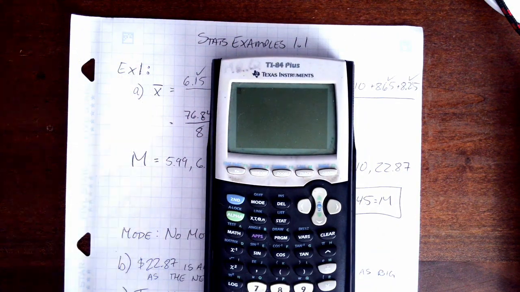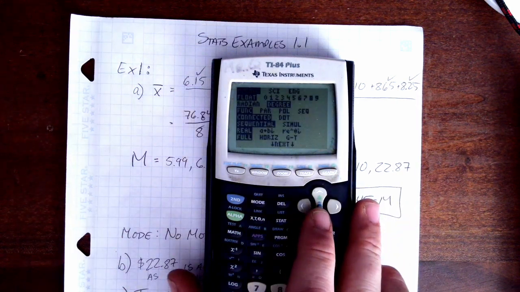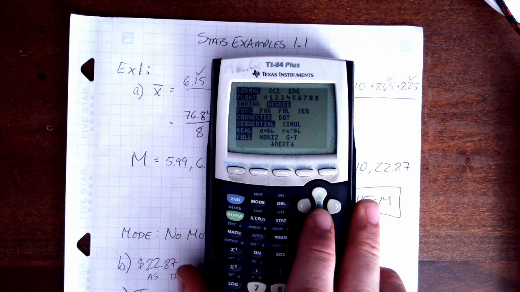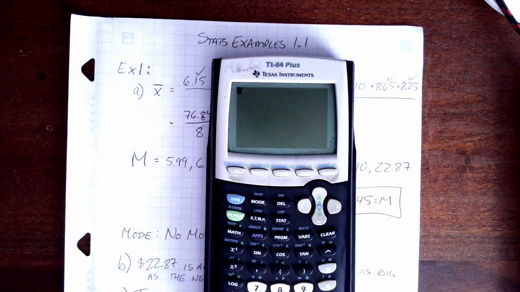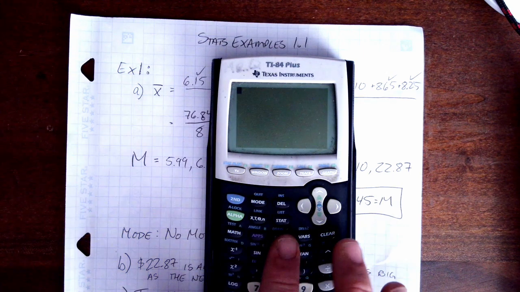Your calculator might need a little bit of setup first. First, double check your modes. Make sure that you're in the normal, not the scientific or engineering mode. We want to be in function mode as much as possible. That's about it. Second, mode to quit. Next, hit the stat button.